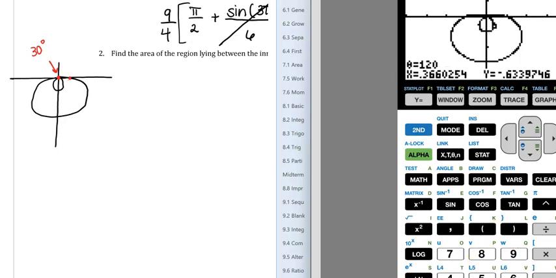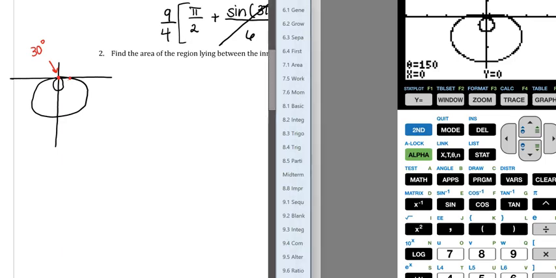I'll jump to 120 degrees. I'll jump to 180 degrees. I've gone too far. Let's go back to 130, 150. At 150 degrees, we have gone all the way around. So we were looking at points that were doing this. And when we got back to 150 degrees, we had finished tracing the inner loop. We traced through the inner loop from 30 degrees to 150 degrees.